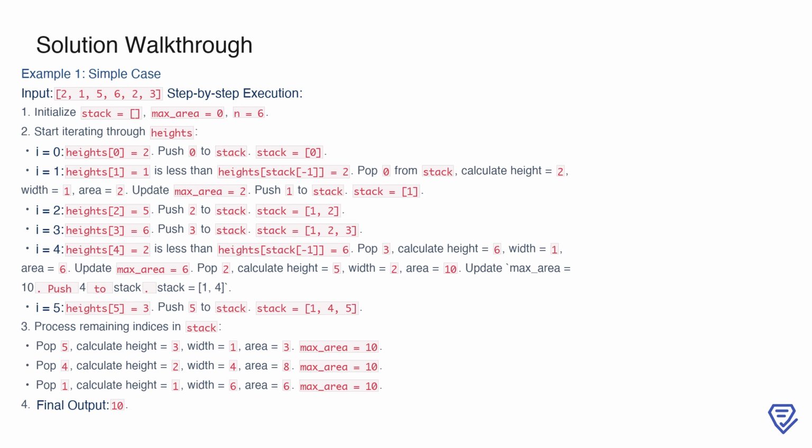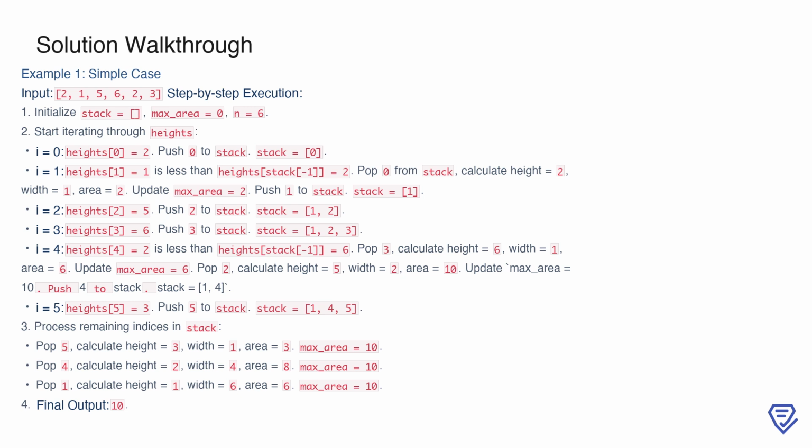As we continue, at index 2 the height is 5, which is greater than the height at the top of the stack, so we push index 2 onto the stack. Similarly, at index 3, the height is 6, so we push index 3. When we reach index 4, the height is 2, which is less than the height at the top of the stack, 6. This triggers a series of calculations. We pop index 3, calculate an area of 6, then pop index 2, calculate an area of 10, and update max_area to 10. Finally, we push index 4 onto the stack.